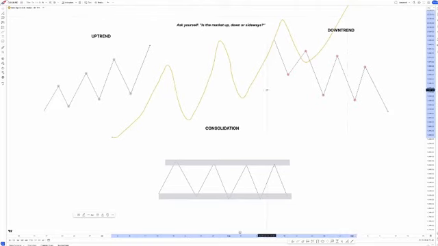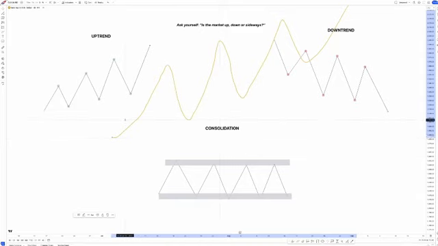Why does this happen? Because it's essentially like a car, right? Let's say you are a car and you are going to your destination. At some point of time, you're going to run out of fuel. And then you need to stop at a gas station to get more fuel. That's essentially the same thing as the market, right?